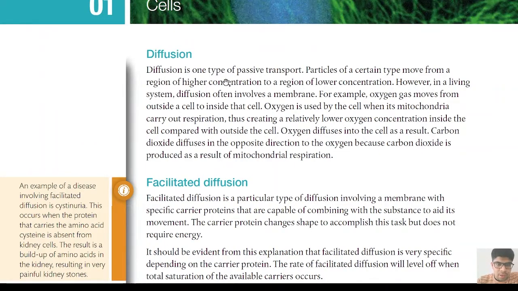So now diffusion is only one type of passive transport. Particles of certain type move from a region of higher concentration to a region of lower concentration. However, in a living system diffusion often involves a membrane. For example, oxygen gas moves from the outside of a cell to inside the cell. Oxygen is used by the cells when its mitochondria carry out respiration, thus creating a relatively lower oxygen concentration inside the cell compared with the outside. Oxygen diffuses into the cell. As a result, the carbon dioxide diffuses in the opposite direction to the oxygen because carbon dioxide is produced as a result of mitochondrial respiration.